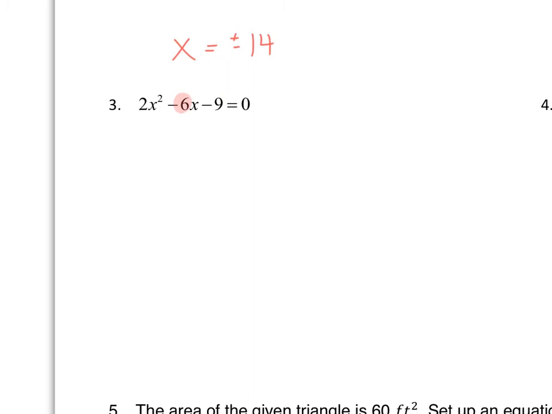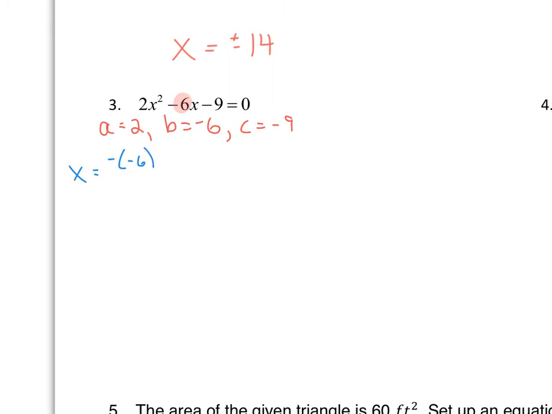So I like to then go ahead and identify a, b, and c as part of my process, and that's just going to help me set up a good quadratic formula. So a equals 2, b equals negative 6, and c equals negative 9. And doing that now allows me to set this quadratic formula up, x equals negative b, so that's going to be a negative 6.